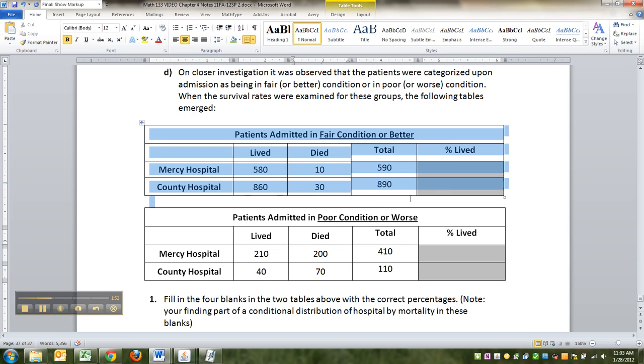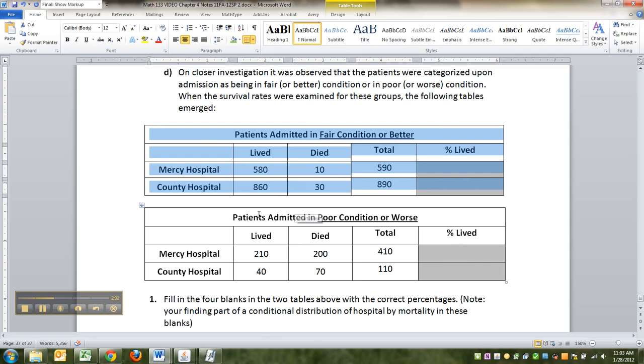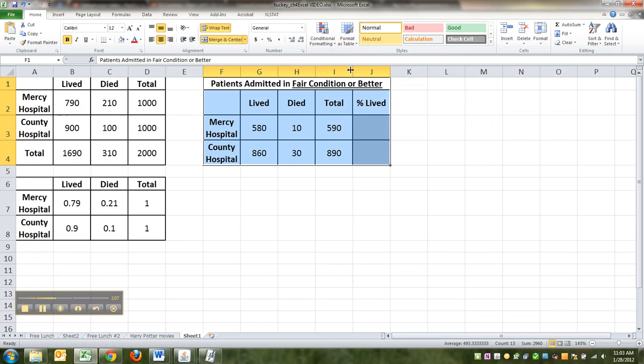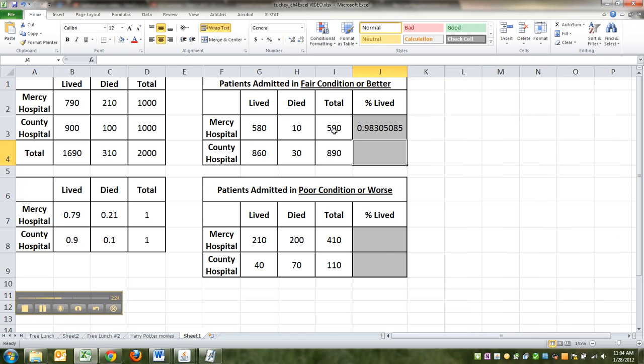All right. So we've got fair condition or better. I'm going to copy and paste this into Excel. So right here. And then let me go back. Get the poor condition or worse over here. All right. So what percent lived out of this? Okay, well, at Mercy, 580 out of the 590 total that they had lived. They had 590 admits in fair condition or better, which means 98% of their fair condition or better lived.